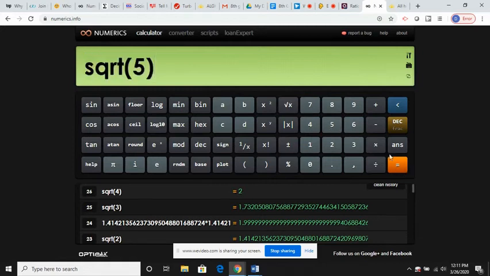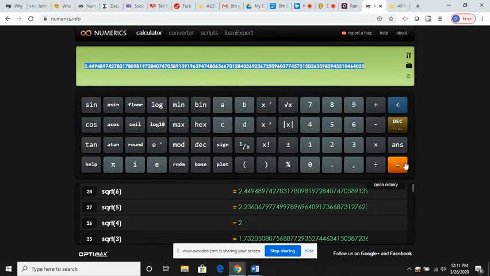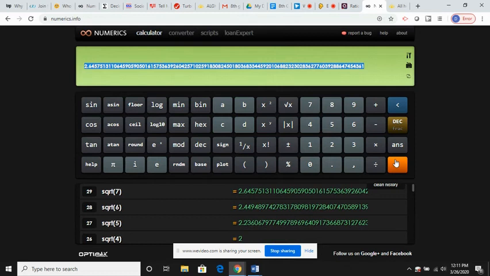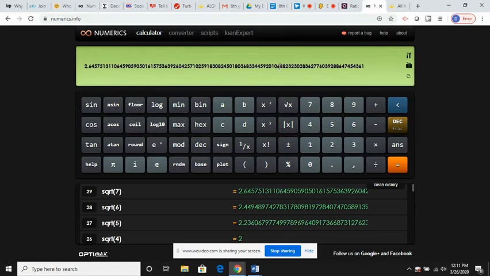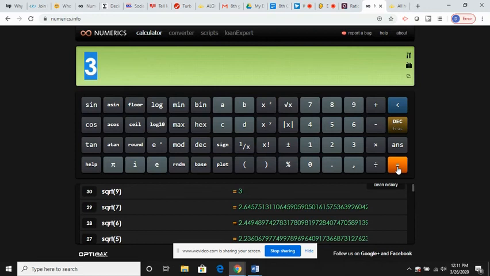Well, let's keep going. Square root of 5. 2.23, a little bit bigger than 2, right? Square root of 6. A little bit bigger, 2.44. Square root of 7. 2.64, and on and on and on. These are all irrational numbers, right? Because they never end and they never repeat. That's what we were talking about in the video yesterday. So the square root of 6, the square root of 7, the square root of 5, the square root of 2, the square root of 3, these are all irrational numbers. How about the square root of 9? 3. Right? Like, how about that? That's crazy. It's just a nice 3.